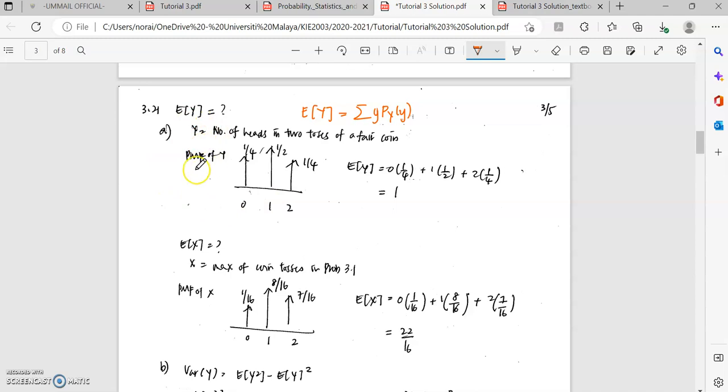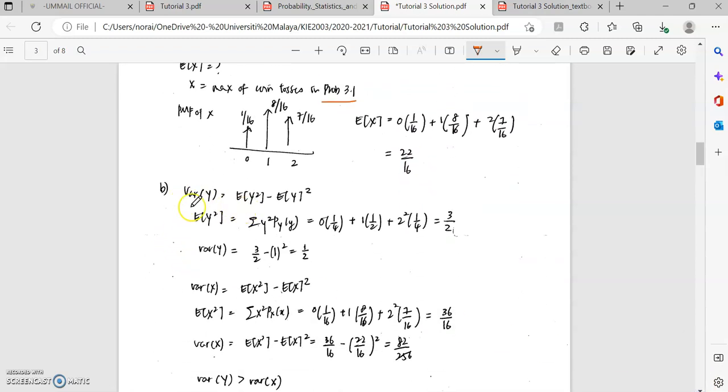So let's look at Y. This is the PMF of Y. So this is my value for Y: 0 times 1 over 4 plus 1 times 1 over 2 plus 2 times 1 over 4 gives me 1. What about the expectation of X? You get it from problem 3.11 just now. So this is what we obtain. The expectation is 0 times 1 over 16 plus 1 times 8 over 16 plus 2 times 7 over 16, giving me 22 over 16.